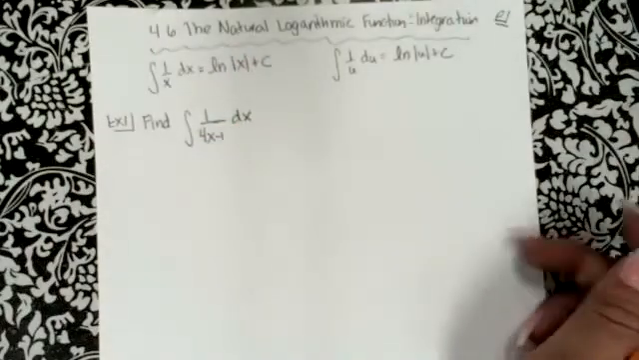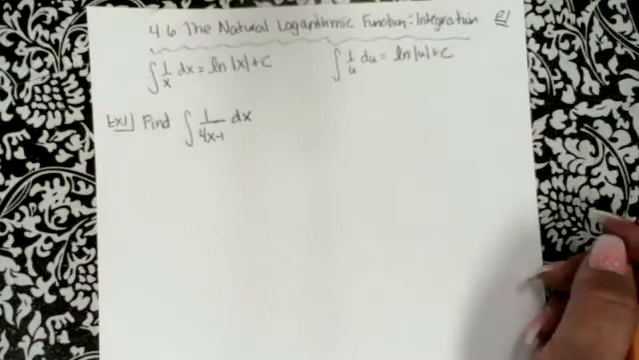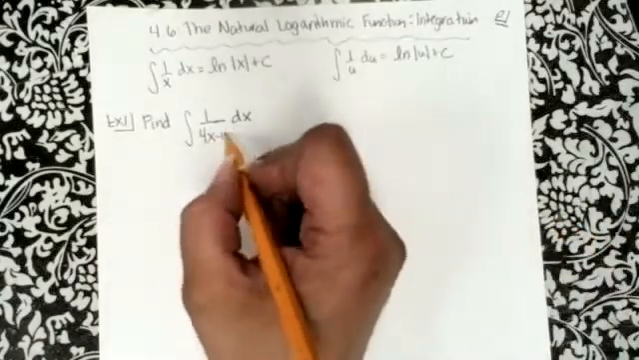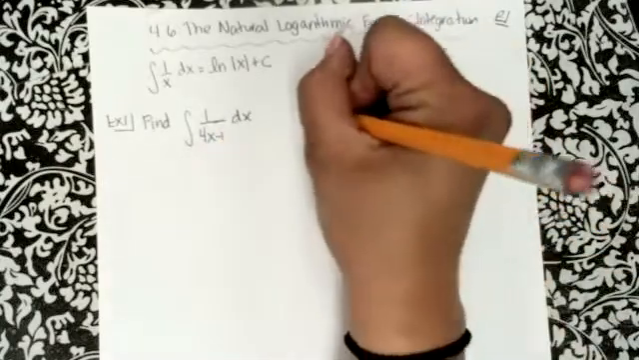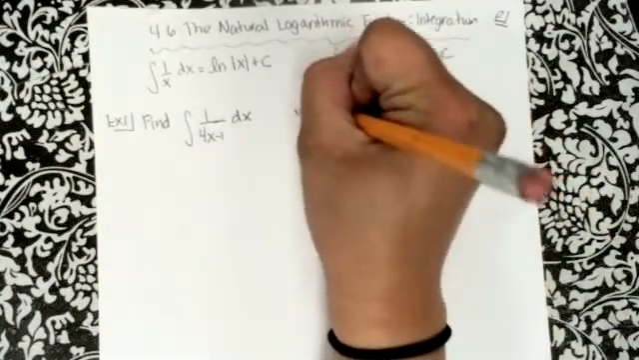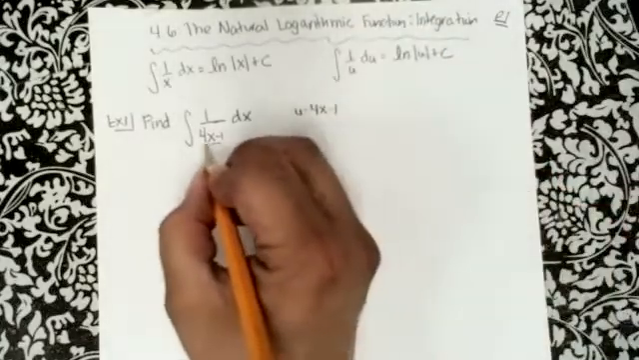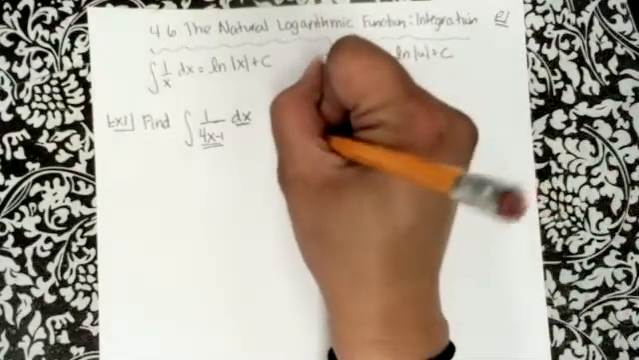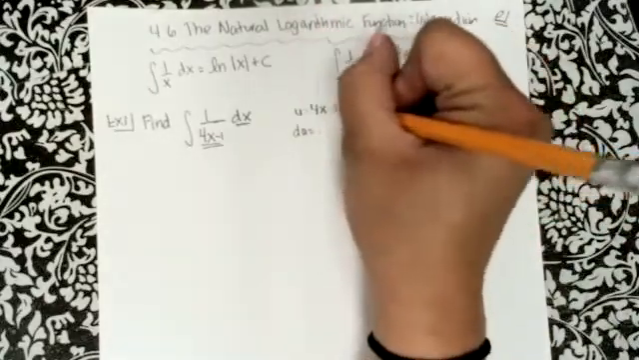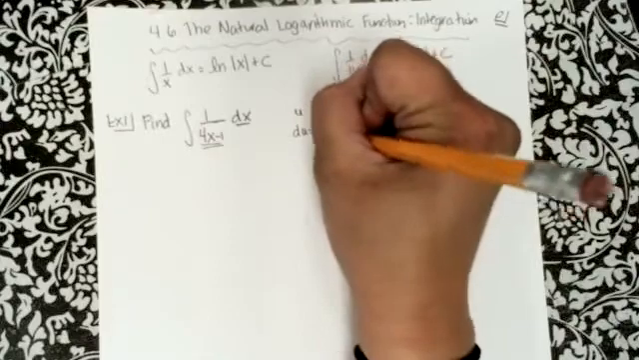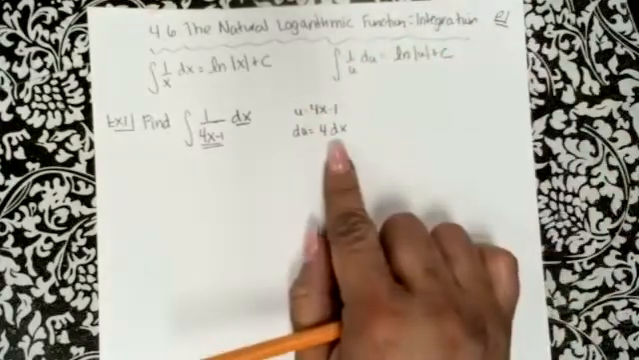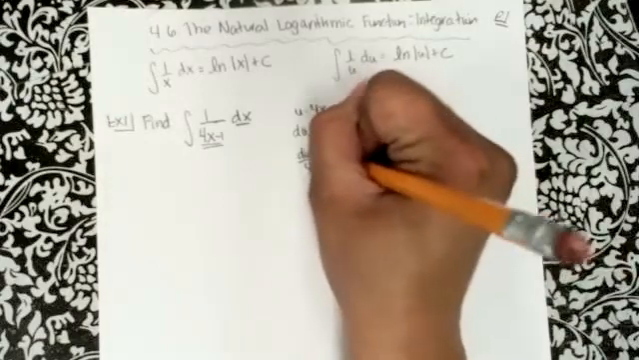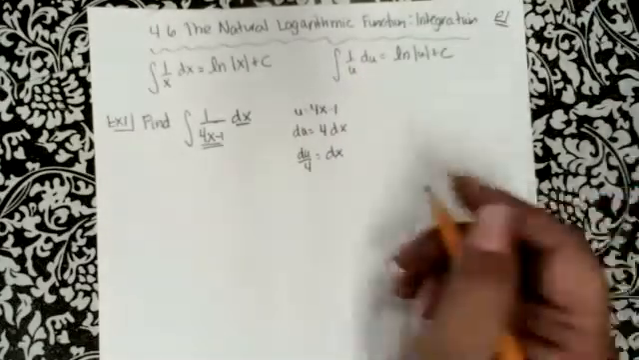Okay, example 1, we are taking the antiderivative of 1 over 4x minus 1 dx. Well, right here, I'm going to let u equal the denominator. So I'm going to let u equal 4x minus 1. I need to find out what dx is, so I'm going to take the derivative. The derivative of u is du, and the derivative of 4x minus 1 is going to be 4 dx. I need to solve for dx, so I'm going to divide both sides by 4, so du over 4 equals dx.